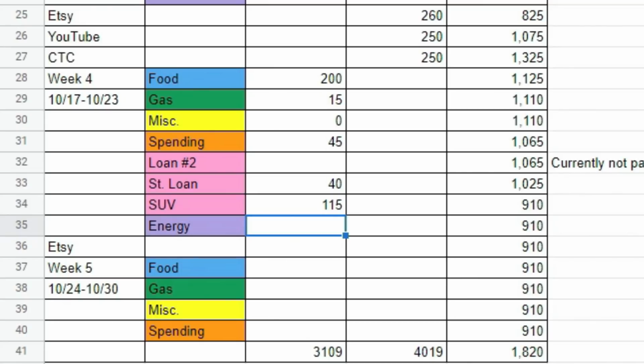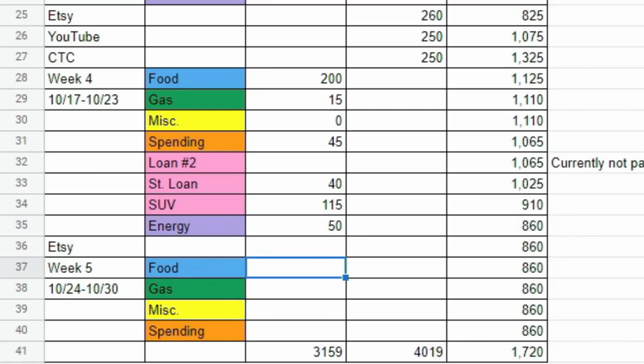And then the final category is energy. This is like our gas energy for our house. It's an energy company that provides gas for our house, and that's estimating on the high end $50 a month. I like to estimate on the high end so that I don't go over budget, but it's usually closer to $35 a month.